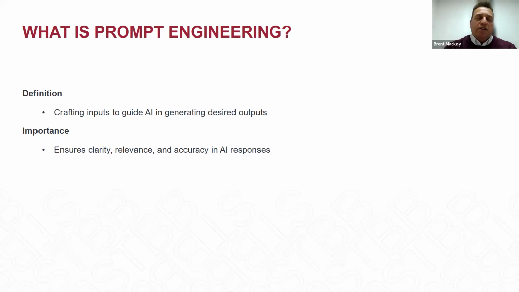So if you ask the right question, you will get the right output. And that's essentially what prompt engineering is. It's how to ask the right question in the right way that you get out what you actually want to get out. And it's important, obviously, so that you can get the clarity, the relevance, and the accuracy in your AI response. So it's not just a case of I put a question in, I get something out.